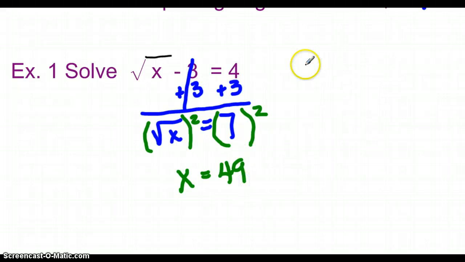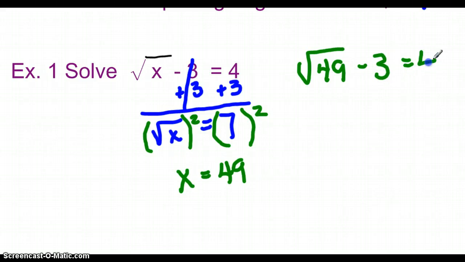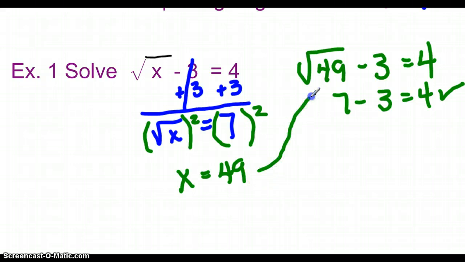Now, if I really wanted to make sure this works, I should be able to go back and put 49 in here. The square root of 49 is 7, so 7 minus 3 does equal 4, and it checks out. I should be able to plug that back in and check my answer, somewhat like we did with the quadratic stuff we were dealing with in Chapter 10.